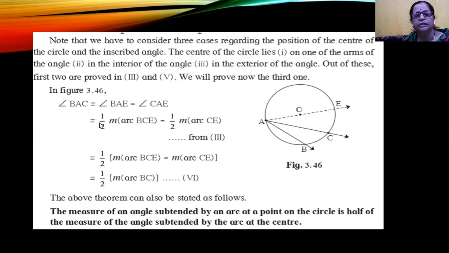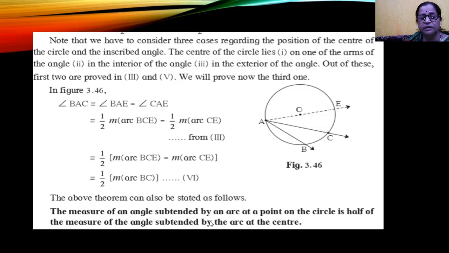Here it is given. Therefore, it is half the measure of arc BCE minus half the measure of arc CE. This is equation 3. Therefore, half the measure of arc BCE minus the measure of arc CE, subtracting from the full, we get half the measure of arc BC.